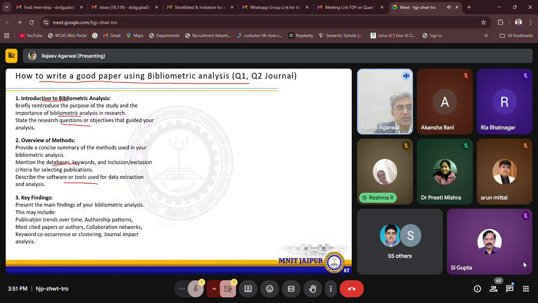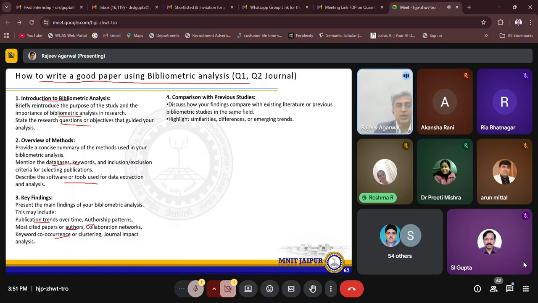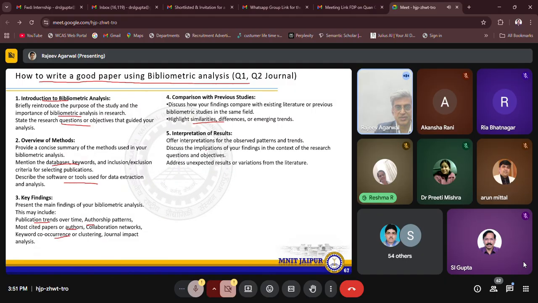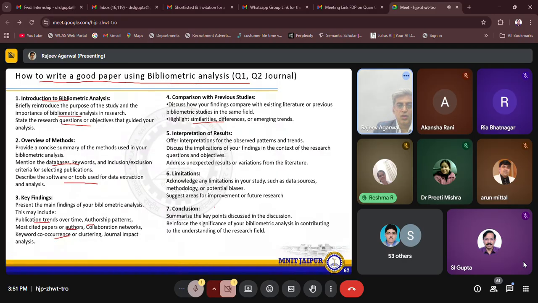I have given you publication trend, authorship pattern, collaboration network, co-occurrence, clustering, and journal impact analysis. Then in my paper, I have compared how findings compare with existing literature, their similarities, differences, and emerging trends. Then how I'm going to interpret these observed patterns and limitations. So this way, you need to write any literature review paper of your research work which you are conducting.